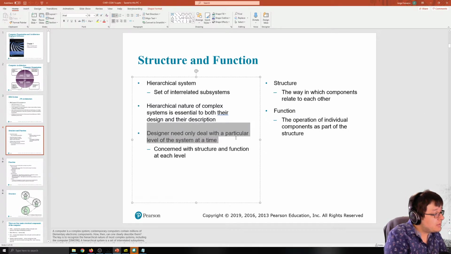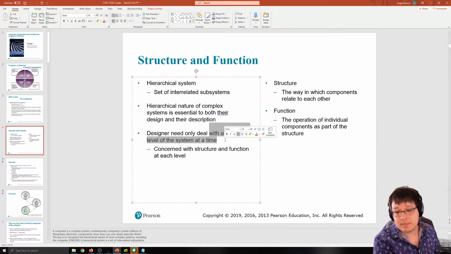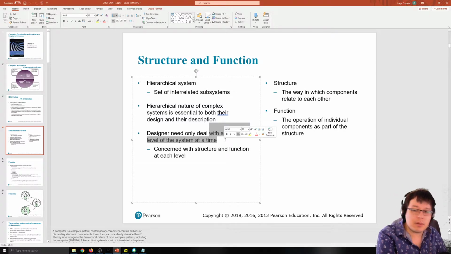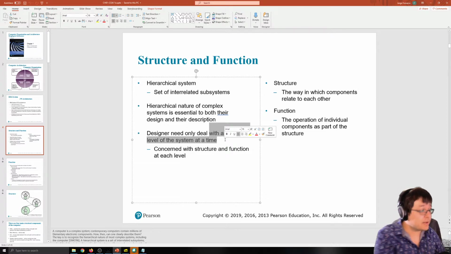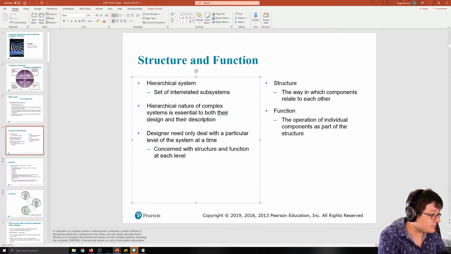We see something kind of important here. A designer only needs to deal with a particular level of a system at a time. And that's the same thing when we're solving a problem, like I said, with quicksort. You only need to worry about having your partition function work. You only need to worry about having your pivot choosing work, right? It's a lot easier to design the pieces of a problem and then put it together, right? And so, yeah, that's pretty much what that says.